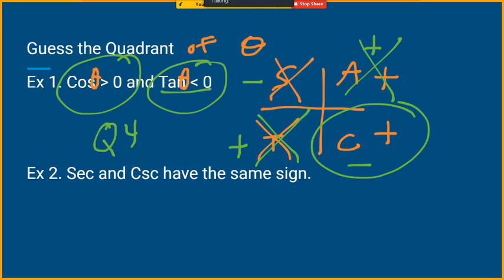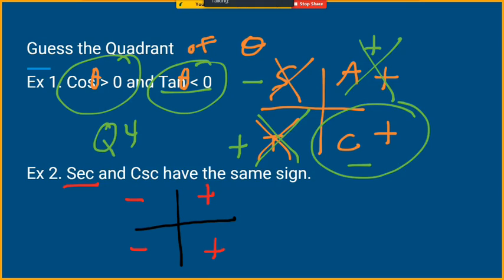Now, where do secant and cosecant have the same sign? Let's look at it. Secant: all trig functions are positive in quadrant 1. Only sine and therefore cosecant is positive in quadrant 2. Secant would be negative in quadrant 3, but positive in quadrant 4. So those are the signs of secant.